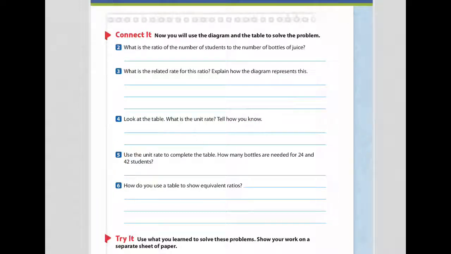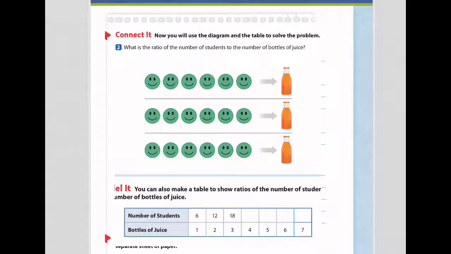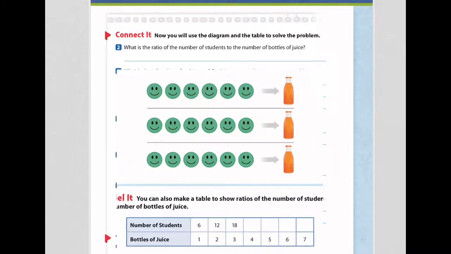All right, so let's see how you did. We are going to start with number 2. It says, what is the ratio of number of students to the number of bottles of juice? Now, what I'm going to do is put the picture here so we can see it. Okay, so now I just put the picture there so we can look at it and answer question 2. In question 2, we have to find the ratio of the number of students to the number of bottles of juice.